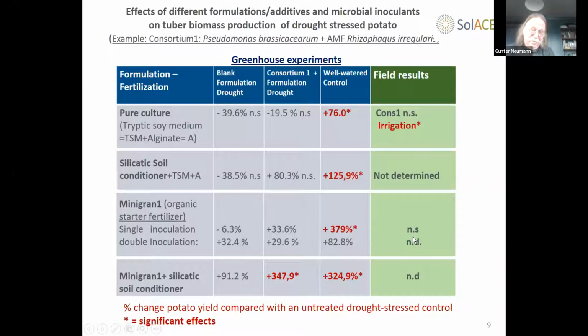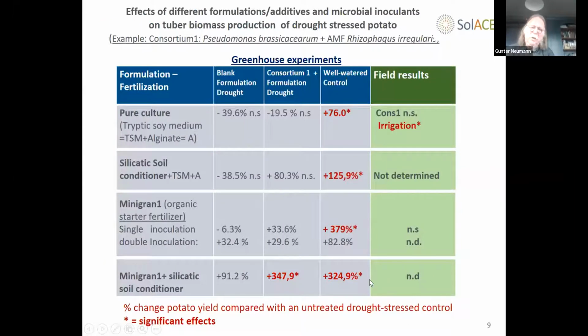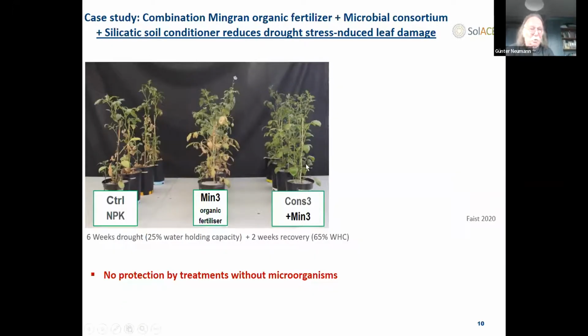And now finally, in the last 1.5 years, we combined these organic fertilizers also with these protective silicatic soil conditioners. And here, at least in the greenhouse experiments, we now could see for the first time clear drought protective effects by the consortia, which showed yield increases that were even comparable with the well-watered controls. But we are at the end of the project, and therefore this has not yet been tested really under field conditions.